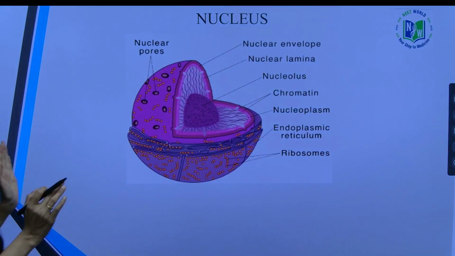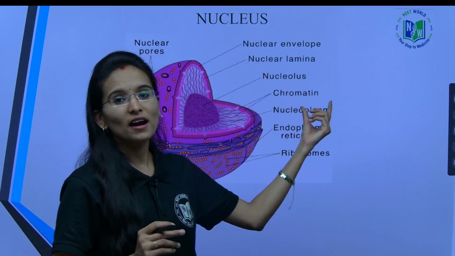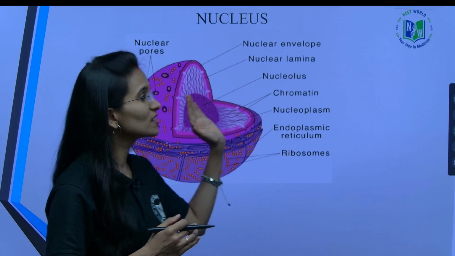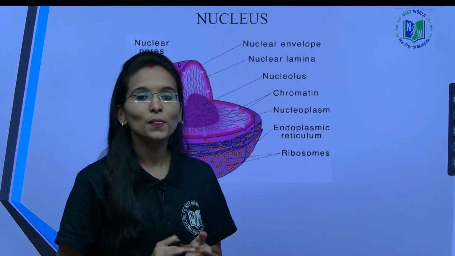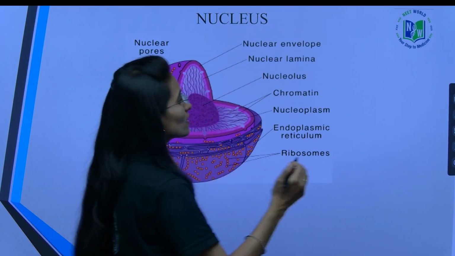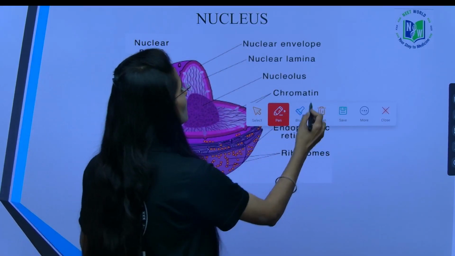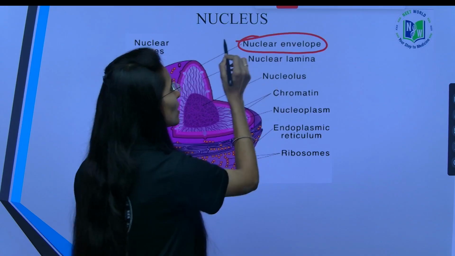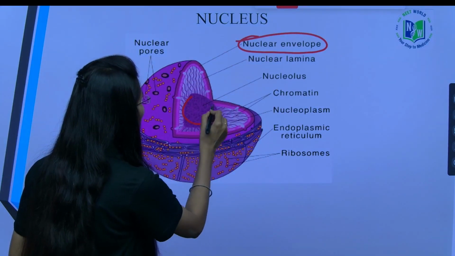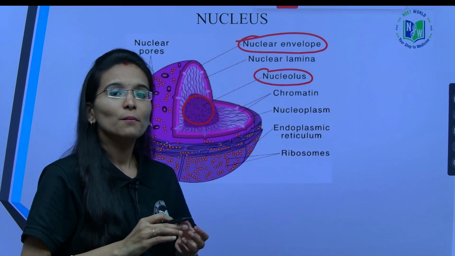Here I am going to explain the important labeling parts and functions of these cell organelles. The given cell organelle is a nucleus. The nucleus is a double membrane bound cell organelle. It contains an outer and inner membrane, which together are called the nuclear envelope. Here we have a stained spherical body called the nucleolus, which is involved in the making of the ribosomes.